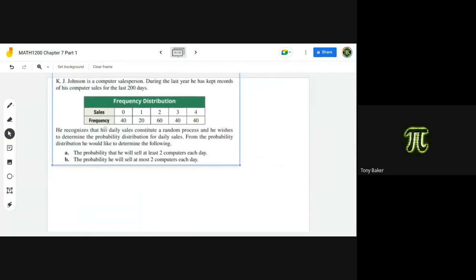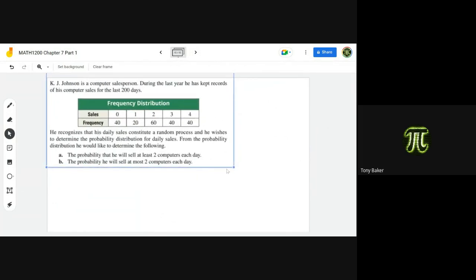Let's look at this one. So let's look at one that's not a simple flipping of a die or coin, things like that. So they gave us a frequency distribution. During the last year, it kept records of its computer sales for the last 200 days. They had 0 sales on 40 days, 1 sale on 20 days, 2 sales on 60 days, 3 sales on 40 days, and 4 sales on 40 days.